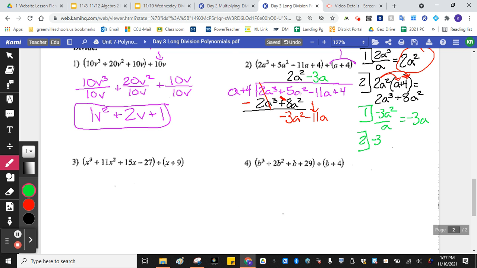I line up my variables. Since this is a squared, and this is a squared, they go on top of each other. This is a, they go on top of each other. It makes it easier to know when you finish your equation. So now I multiply negative 3a times the divisor.